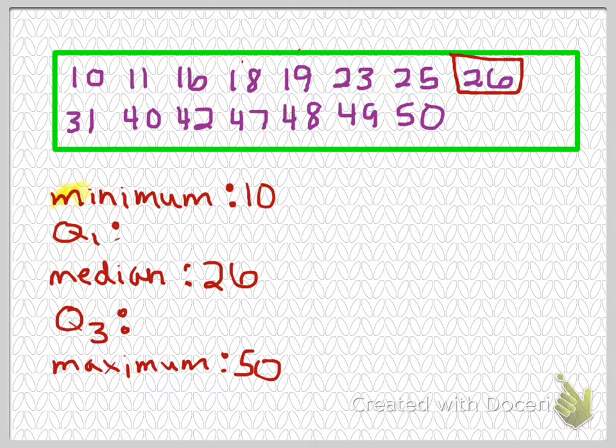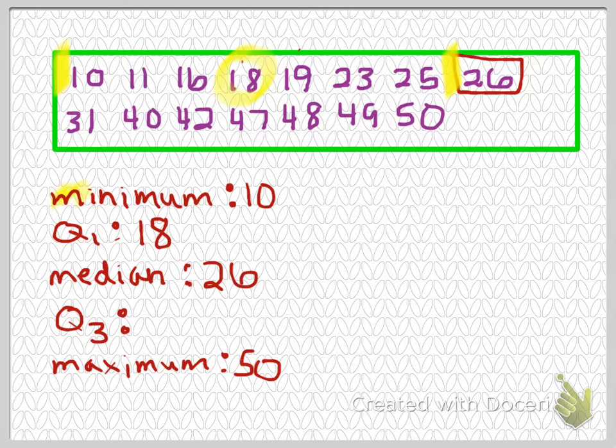So what we're going to do is find the median of the first part of the data. We're going to start with the lowest number, and we're not including the median, we're just going up to the middle, that top row. Let's find the number in the center. It appears that 18 is our middle number. So Q1 is going to be 18, the number in the middle of the top half of the data.